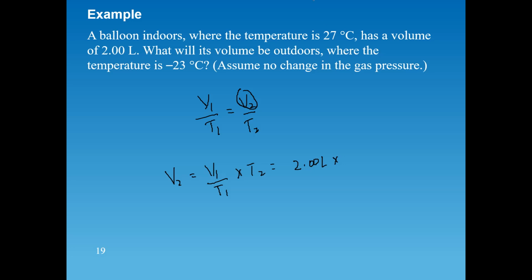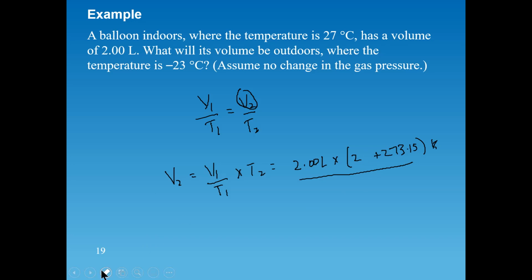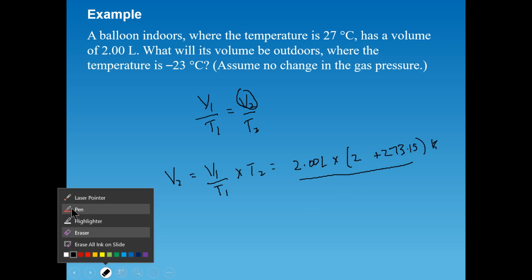But we have to convert the 27 degrees to Kelvin. For all purposes, we're just going to add 273. We don't need to add the 273.15. So this part here would be 27 plus 273.15, in Kelvin, divided by, actually T2 is actually minus 23. So let me make a correction here. My bad. Let me erase this and replace it with a 3.